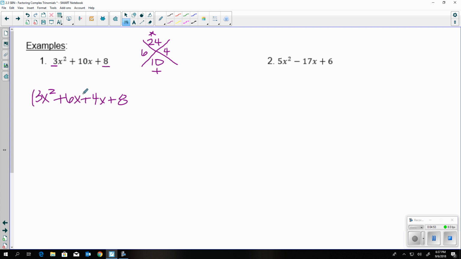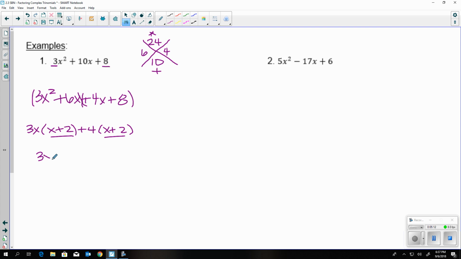So I can take out a 3x, and I'm left with x plus 2. 4x plus 8, I can take out a 4. I'm left with x plus 2. These guys match, which they should, so I'm probably doing it right. So 3x plus 4 times x plus 2.